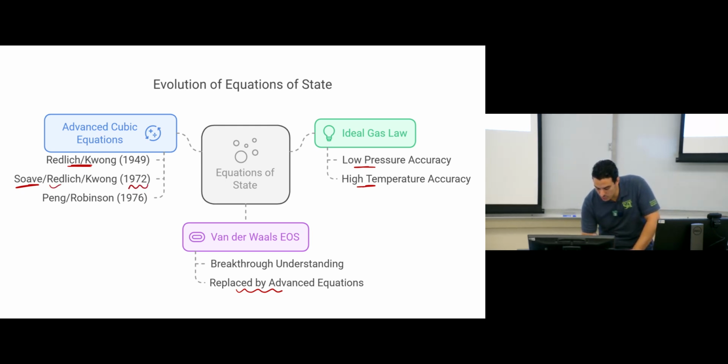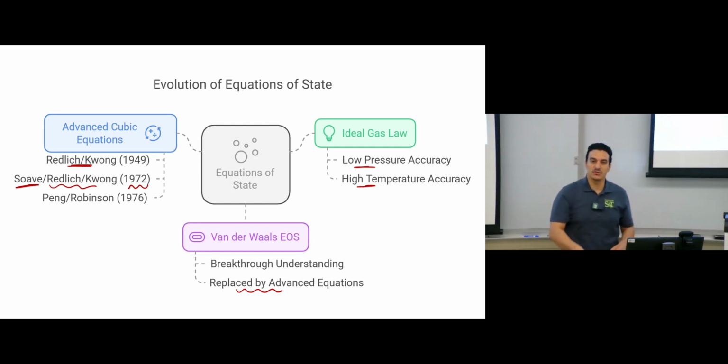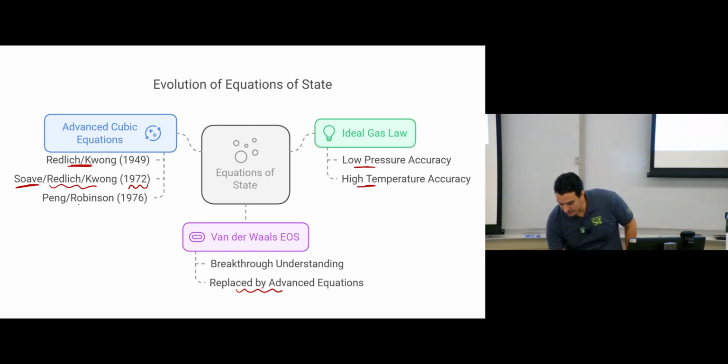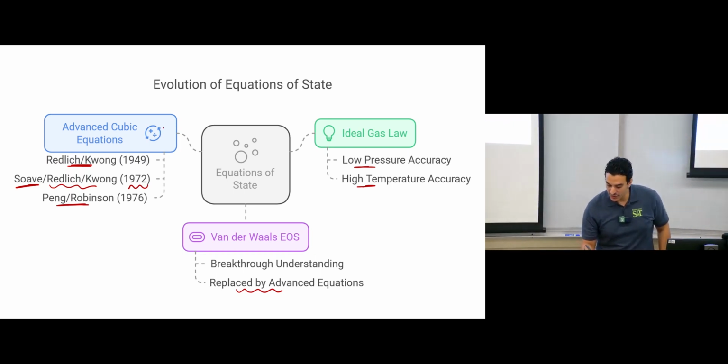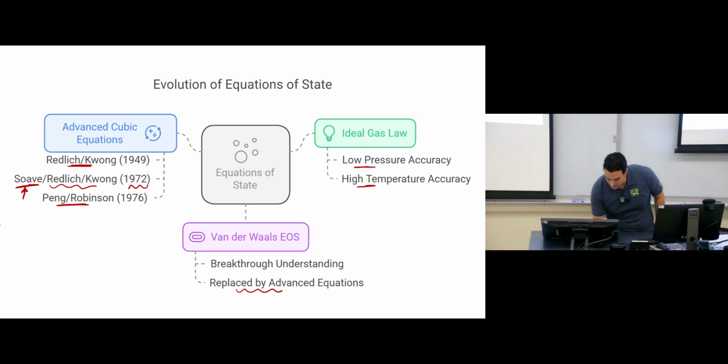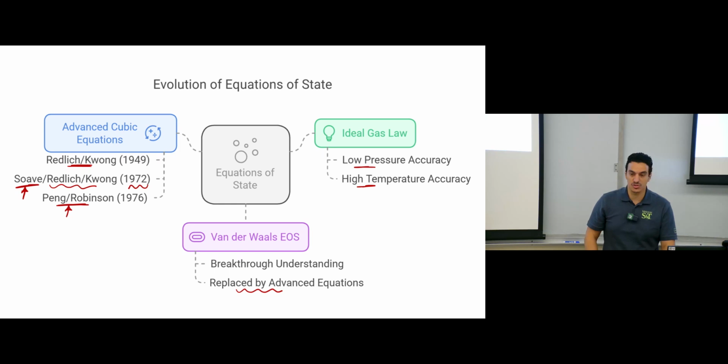Or we can call it Soave-Redlich-Kwong, because basically Soave took the Redlich-Kwong equation and just modified it. And we have the Peng-Robinson equation of state. So these are the equations we have. So basically the advanced cubic equations, we have the Soave equation and the Peng-Robinson equation of state. Even nowadays we are using either of these two.